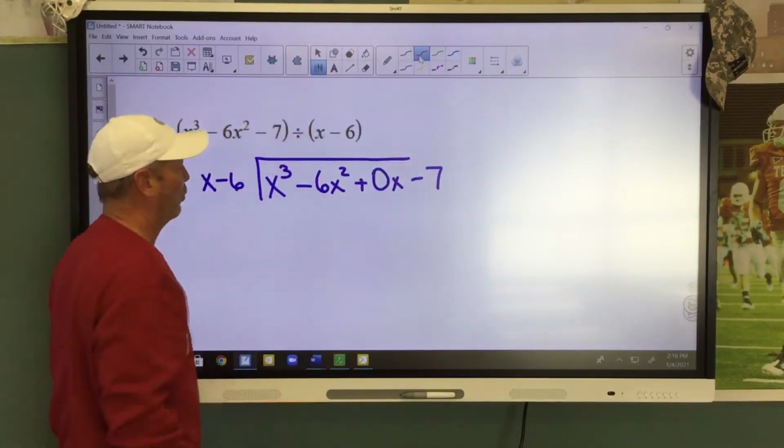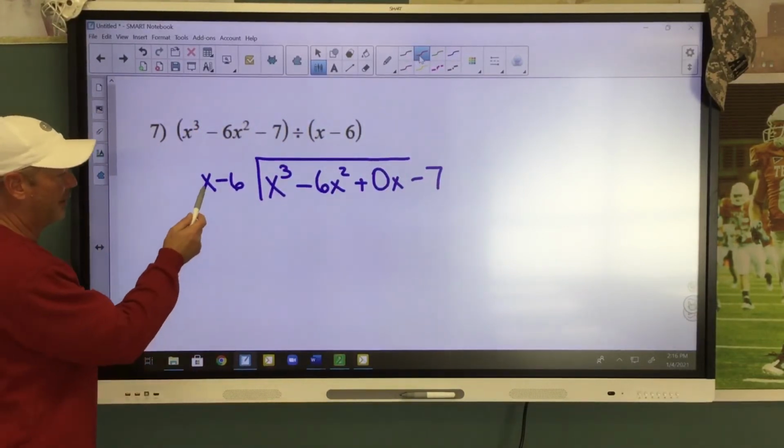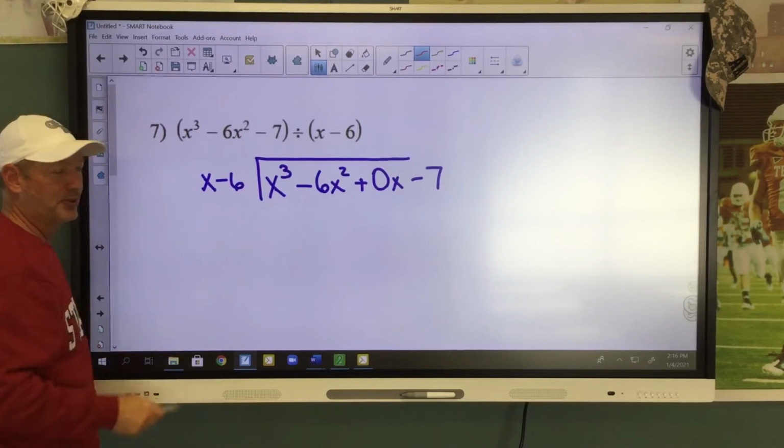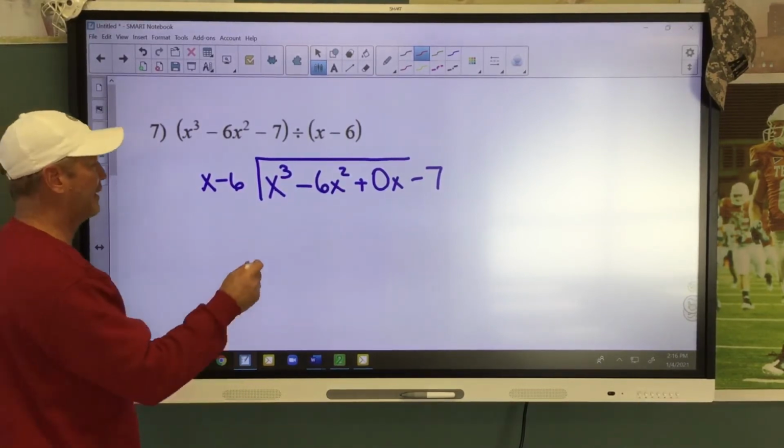All right, so now, what do we want to do? I want to make this first letter match that first term. We need to make those match. So we're going to multiply times x squared.